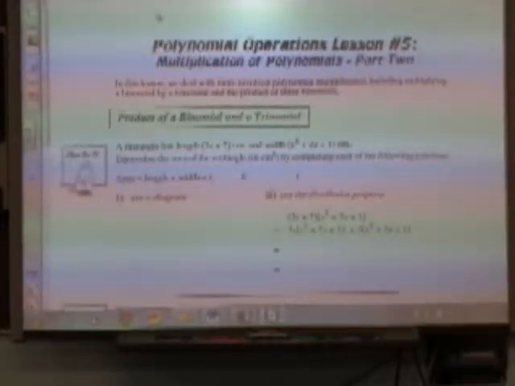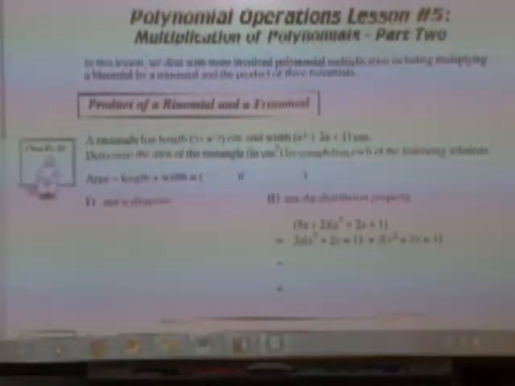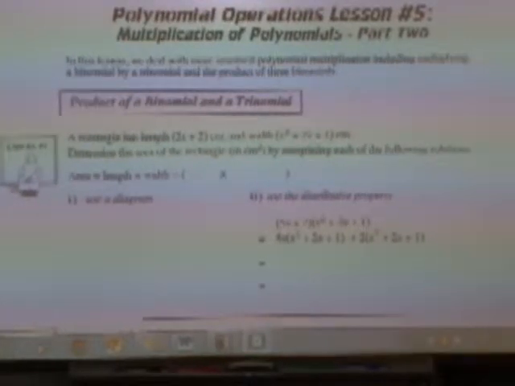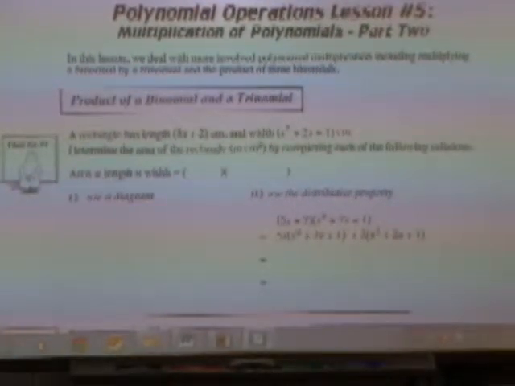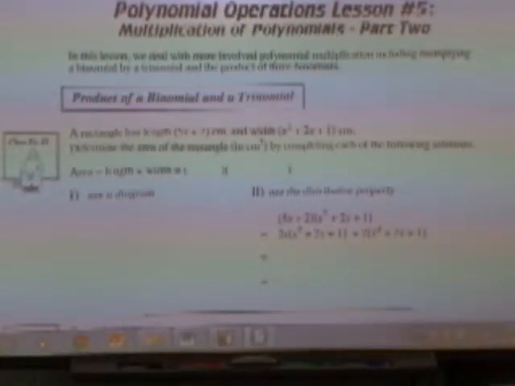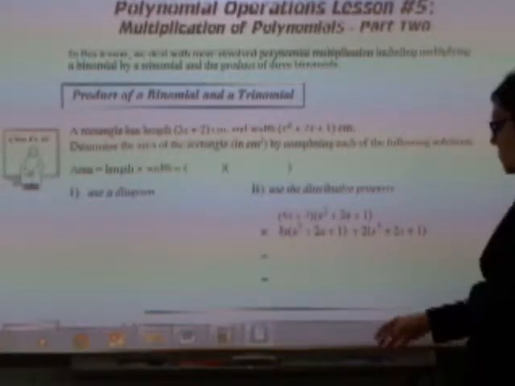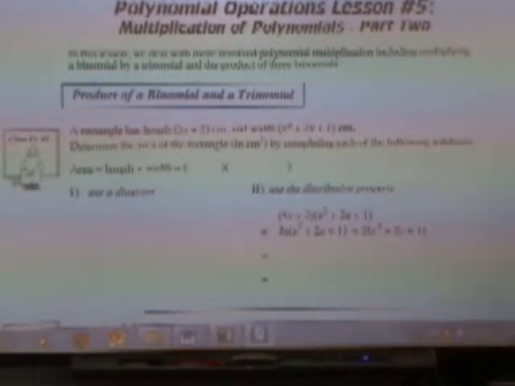So lesson 5 is multiplication of polynomials part 2. It's looking at multiplying binomials and trinomials, or multiplying 3 different binomials together. Again, it's a systematic approach. You start with 2, multiply them together, introduce the third. Or if you're talking about a binomial with a trinomial, you're still using the distributive property.